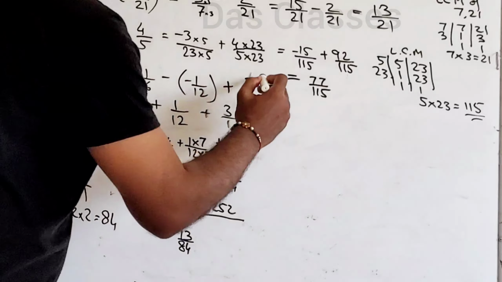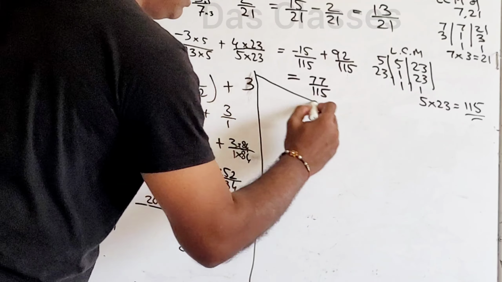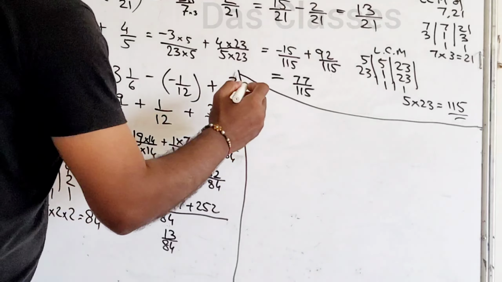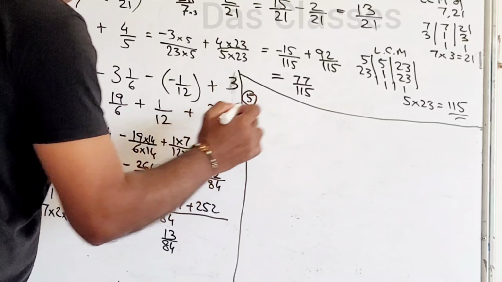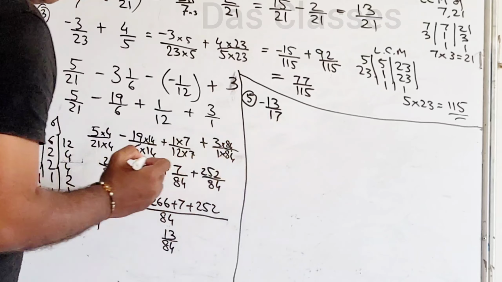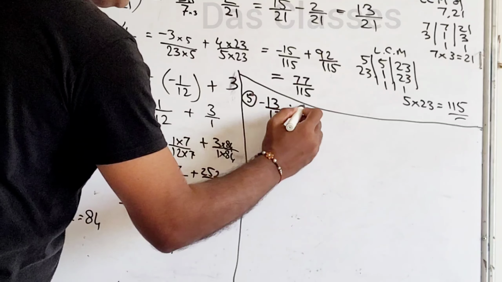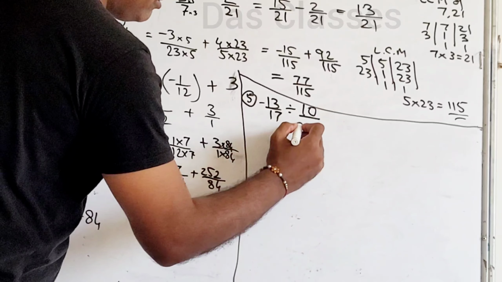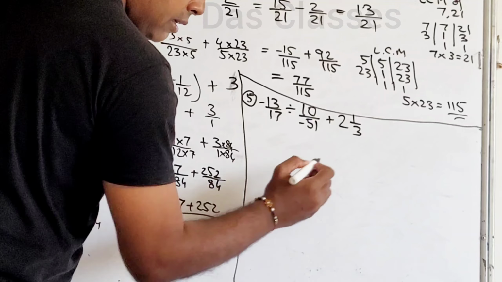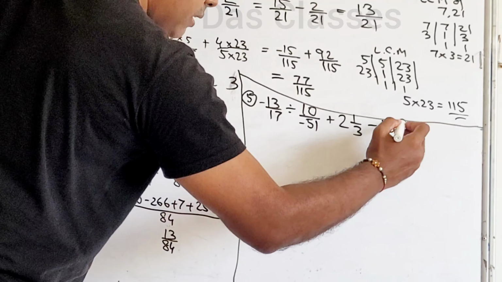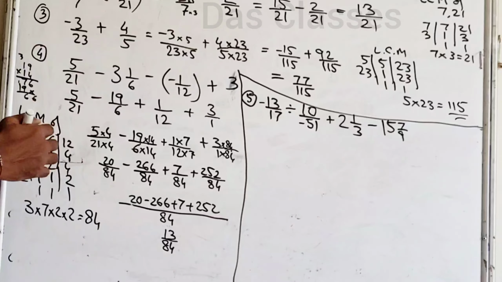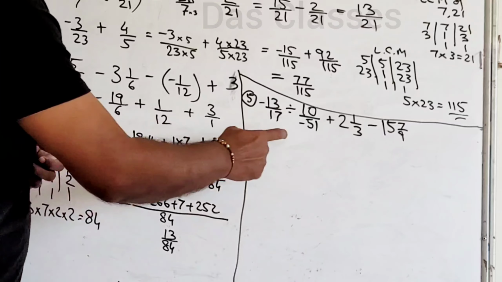What we'll do is we'll take one last example which contains many operations in one single sum so that you understand how to solve those kinds of sums also. Divided by 10 upon minus 51 plus 2 integer 1 upon 3 minus 15 integer 7 upon 9. So the difference between the previous examples and this example, as you can see, we have a division also in it.